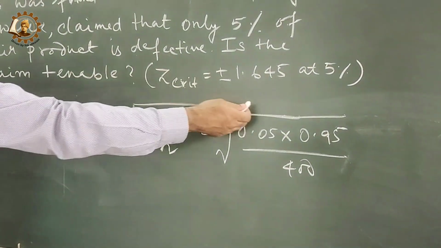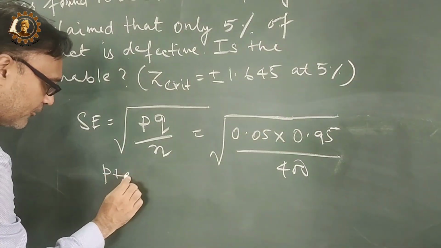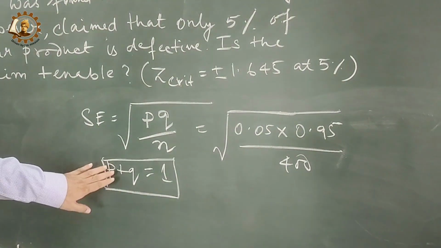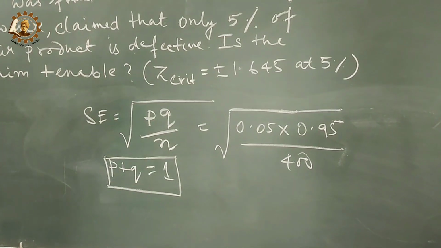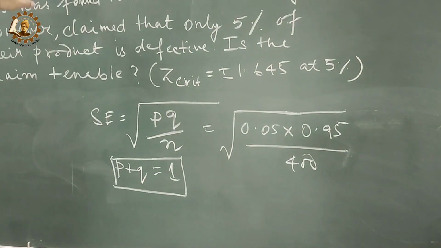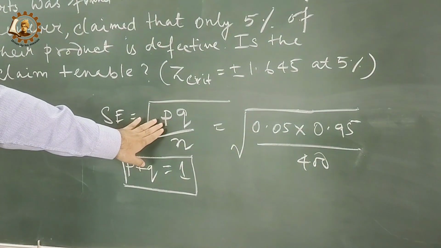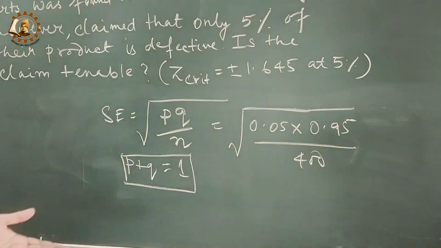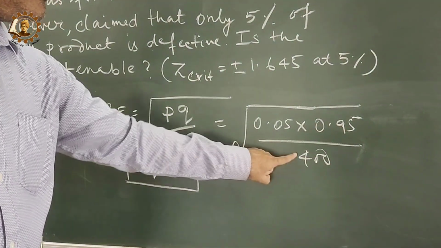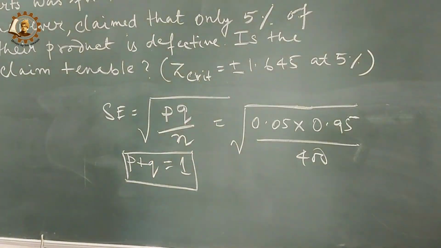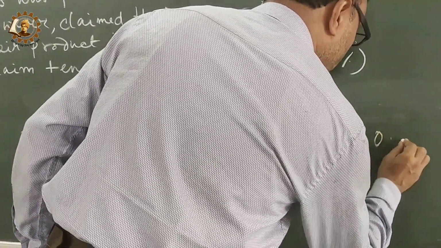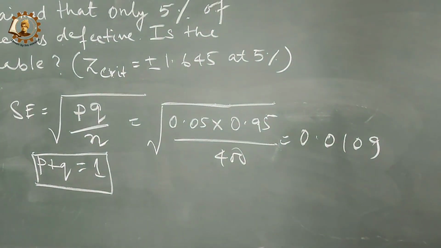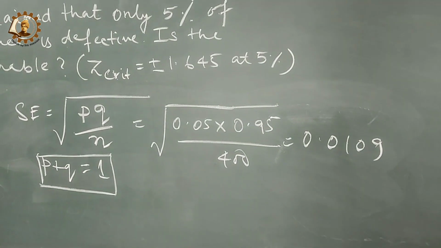Okay. Now why I have written here 0.95? Because, please write, this is important, P plus Q is equal to 1. Okay. P plus Q is equal to 1 because P is the proportion of failure over here and Q is the proportion of success. So proportion of failure means the proportion of defective items. This is expected as 0.05. Therefore, the proportion of non-defective items is 0.95, and this is divided by the number of sample, and the value is coming as 0.0109. If you calculate, this will be close to 0.0109.